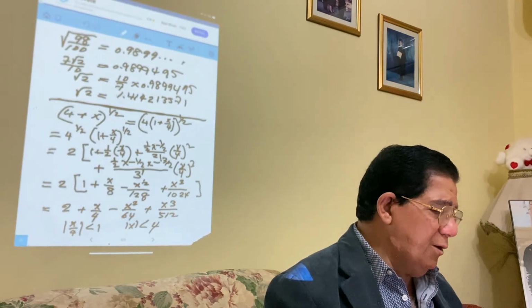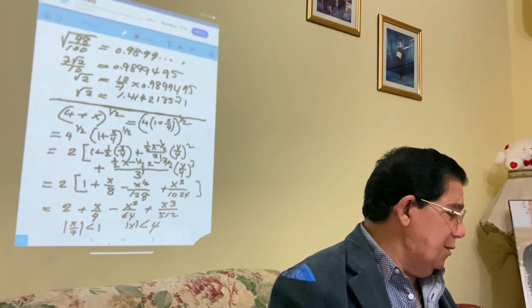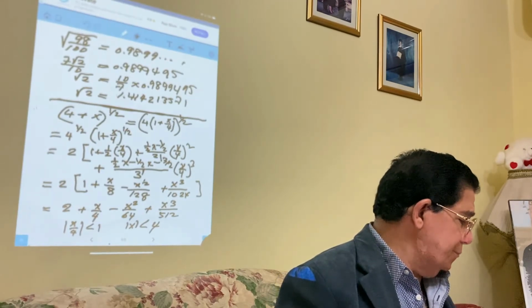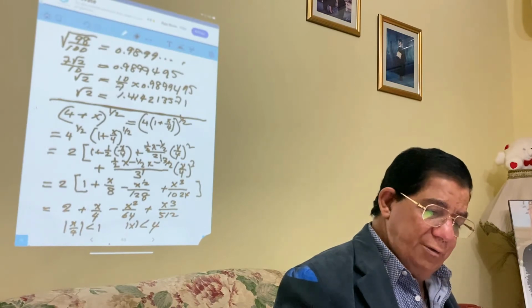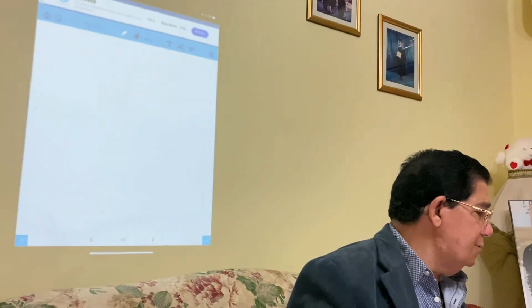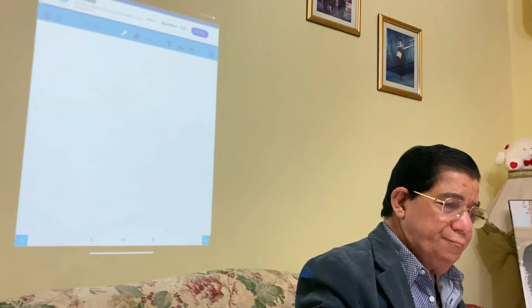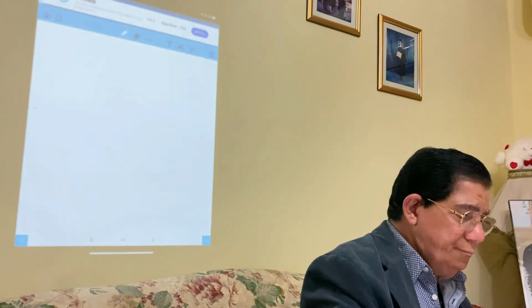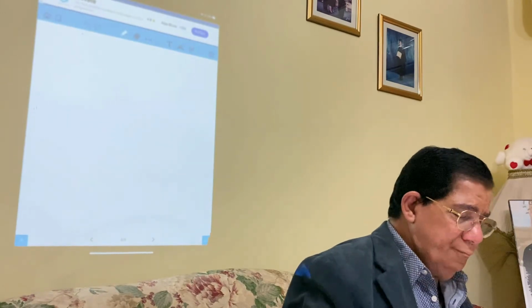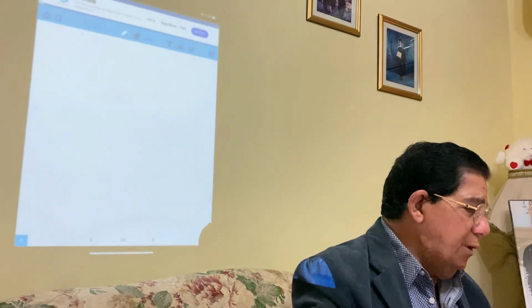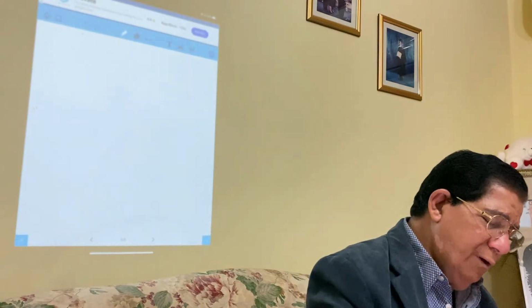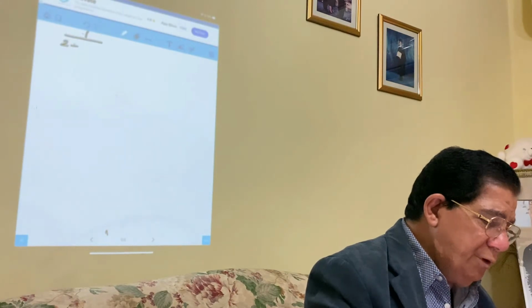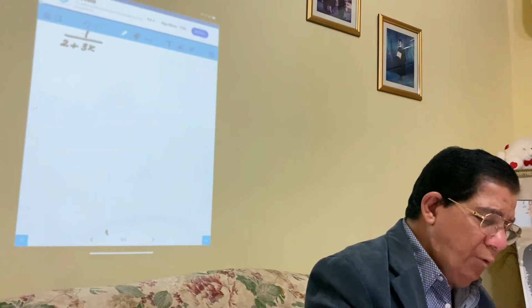Therefore, we are able to expand, to make expansion, even if the first term is not 1. Right? Let us have another problem. Now, we have 1 over (2 plus 3x) squared.